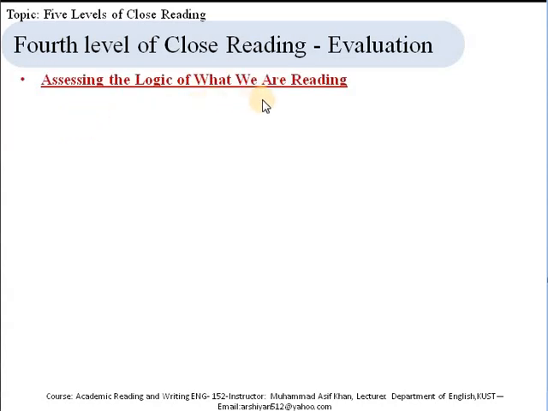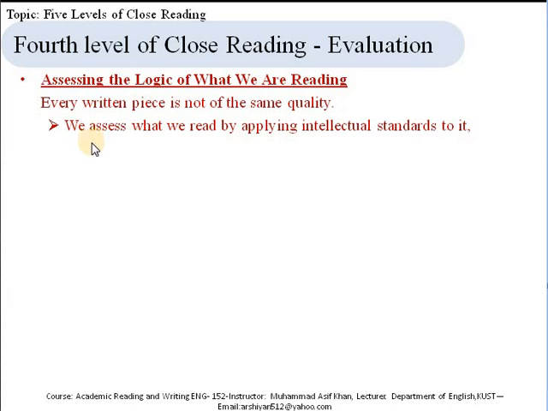Now let's move towards the fourth level of close reading, and that is evaluation. Or we can also name it as assessing the logic of what we are reading. Every written piece is not of the same quality. Whenever you read a piece of writing, quality always differs. We assess what we read by applying some intellectual standards to it.